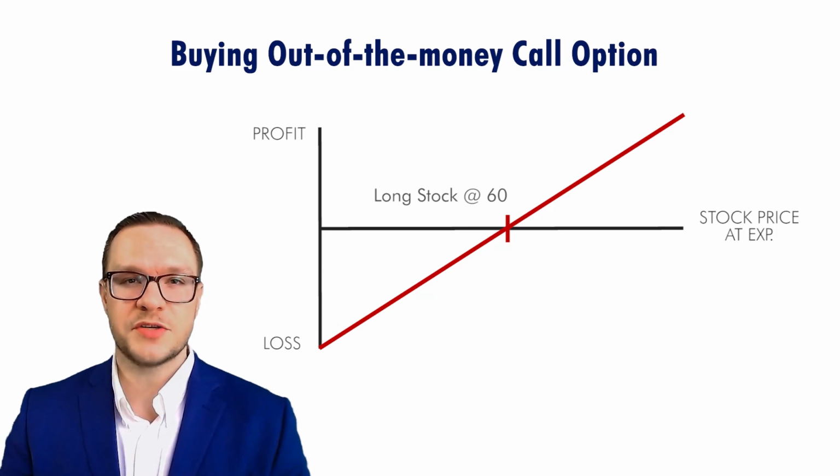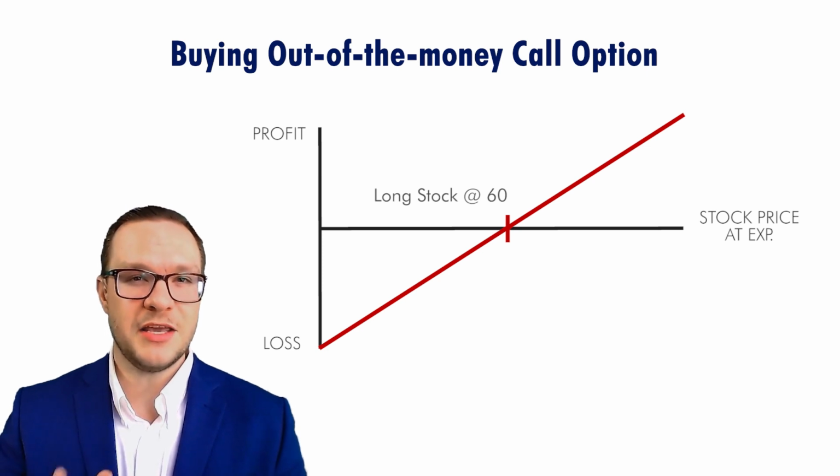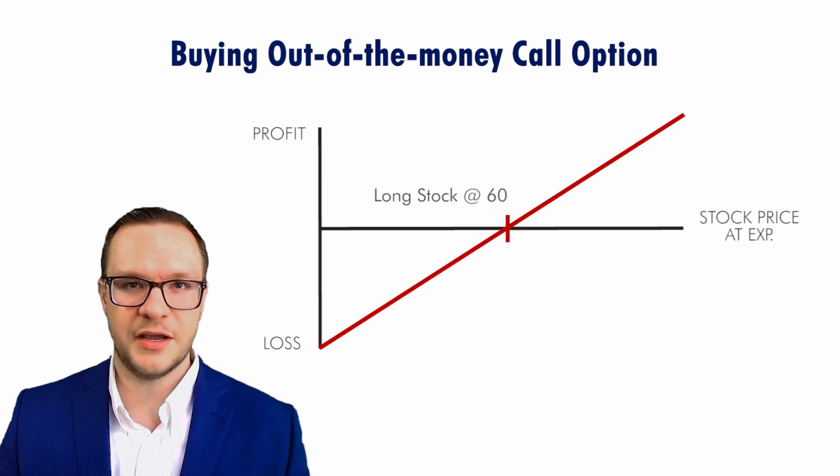Now, let's say it only goes up from 60 to 63, maybe 64, maybe even 64.50. Your trade that you put on is worth nothing at expiration.